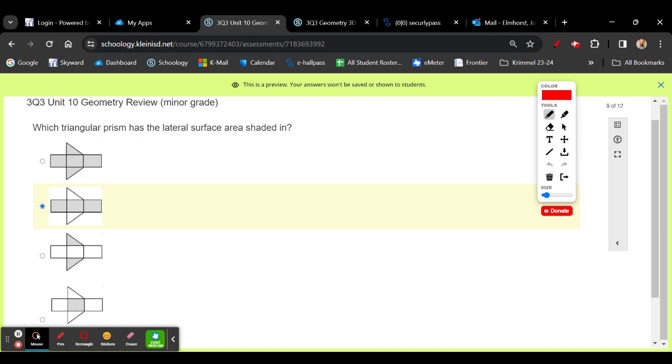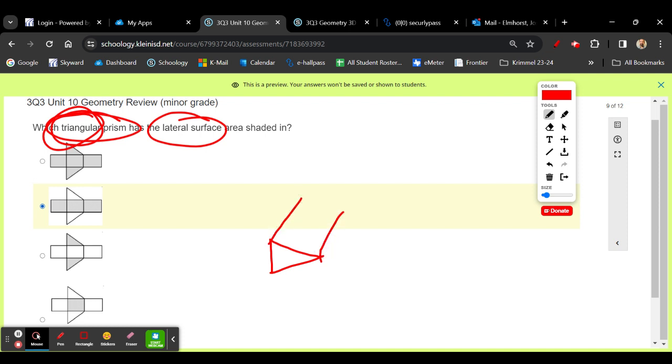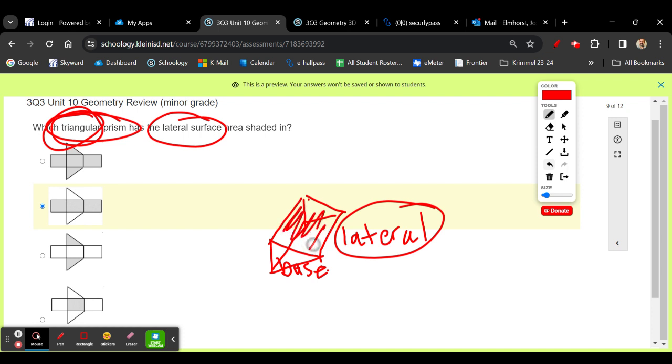I accidentally clicked on that, but we were looking for the lateral surface area of a triangular prism. Triangular meaning the base. So if we have a base of a triangle, then the lateral sides are going to be the rectangles. This is the base. This is the base area. Let me not shade that in because that's confusing. It's asking about the lateral, so it's going to be just the rectangles shaded in.